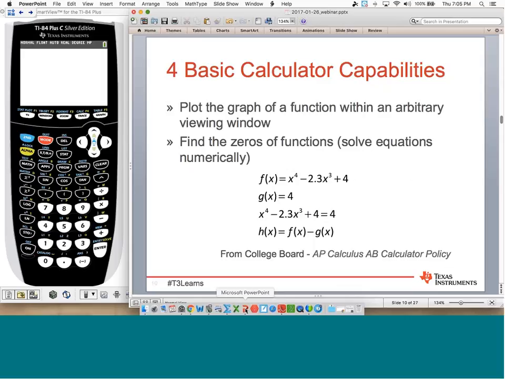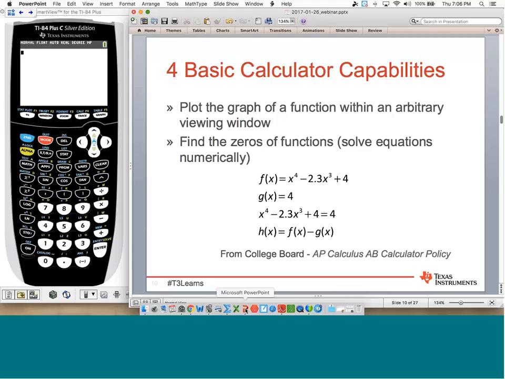So the first 2, I'm going to look at together: plotting a graph of a function, looking at an arbitrary window, the best window for their problem, and finding zeros in the function where they need that just to solve the equation. These are 2 functionalities that they should bring into a calculus class. They should have experienced these in a prior course. They don't have to do the algebra to solve an equation. And we do want to talk about how they demonstrate this, and grading, later on.